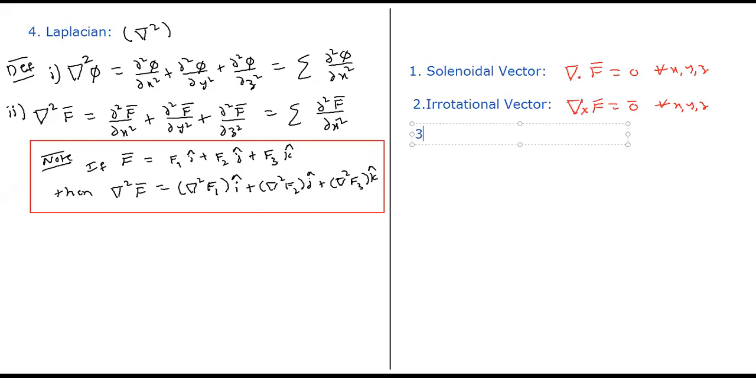So what is the third definition? The third definition is called harmonic function. When do we say a function is a harmonic function? If the Laplacian, del square phi, is equal to 0, identically equal to 0 for all x, y, z.